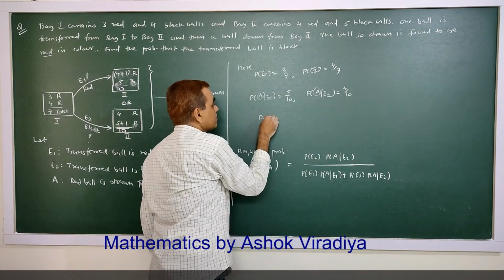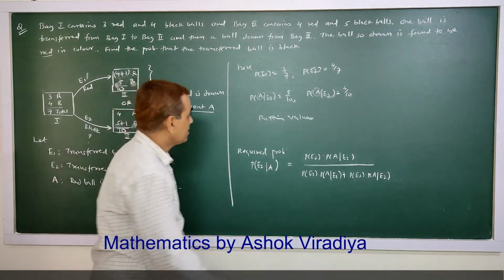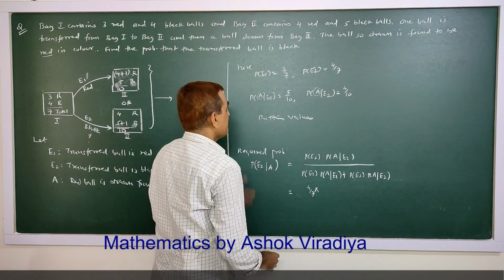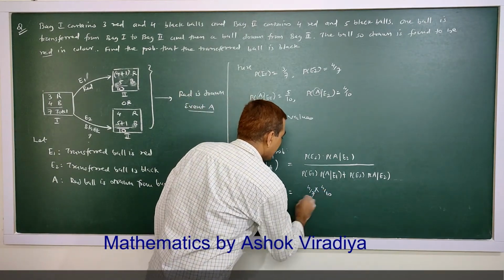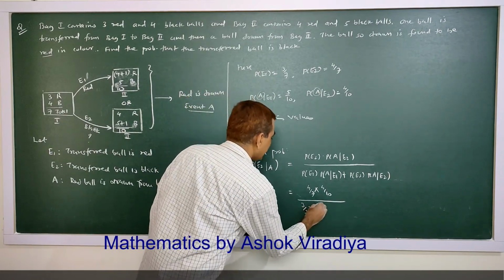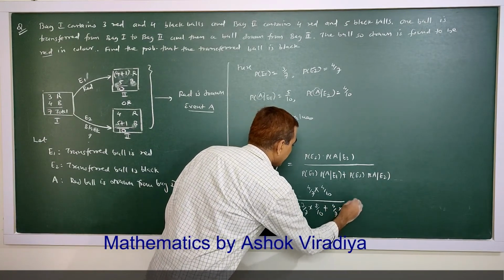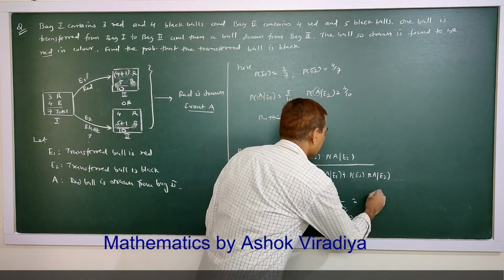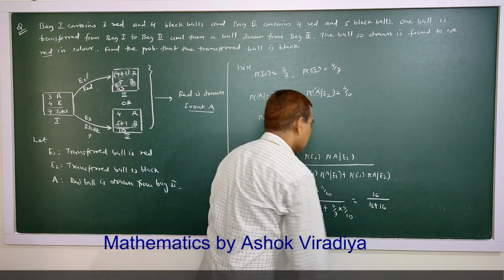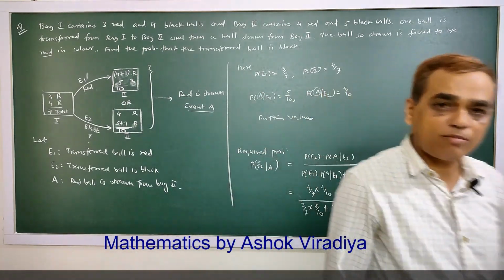So putting values in this formula, this is equal to P of E2 is 4 by 7 into A by E2, 4 by 10, upon 3 by 7 into 5 by 10 plus 4 by 7 into 4 by 10. So this is equal to 4 into 4, 16 upon 15 plus 16. So 16 by 31, that is the required probability.